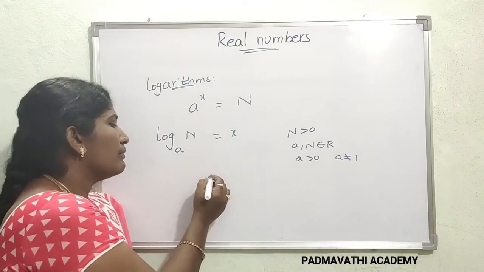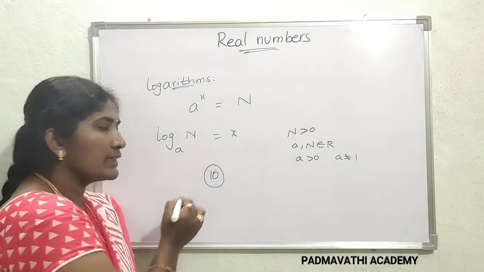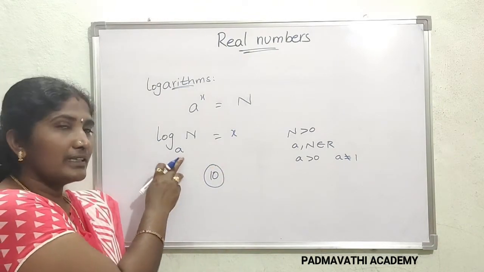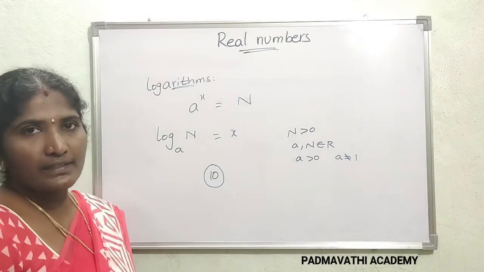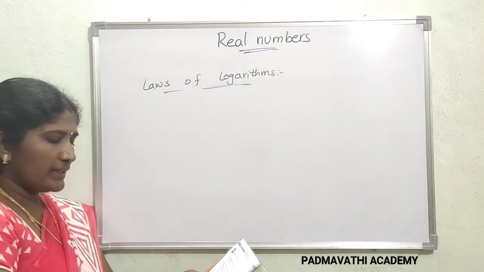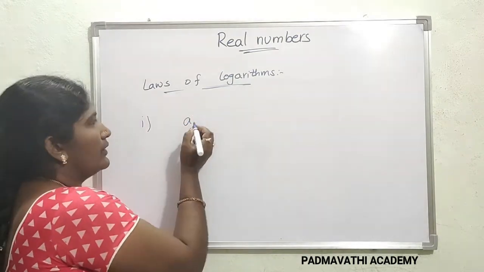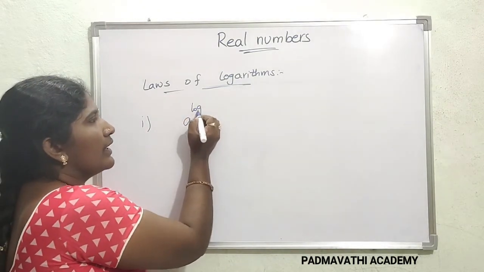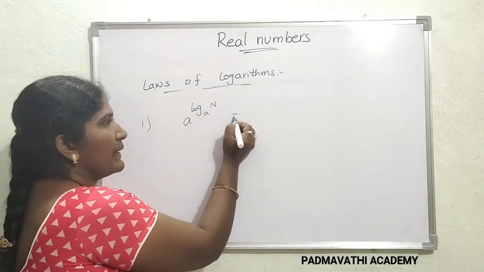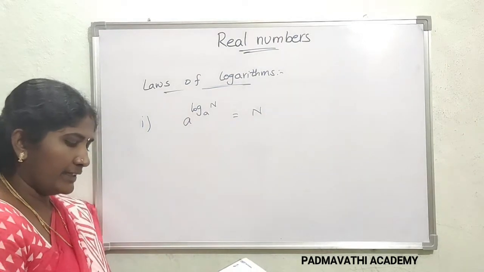Logarithm base we can take as 10 commonly. Next, laws of logarithms. There are 4 formulas. First one is a to the power log n to the base a is equal to n.